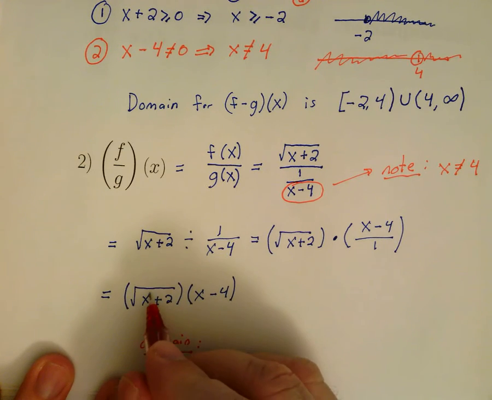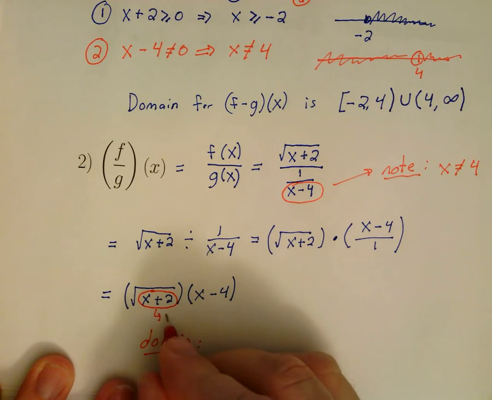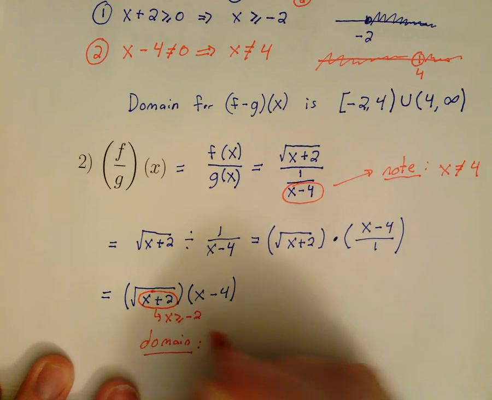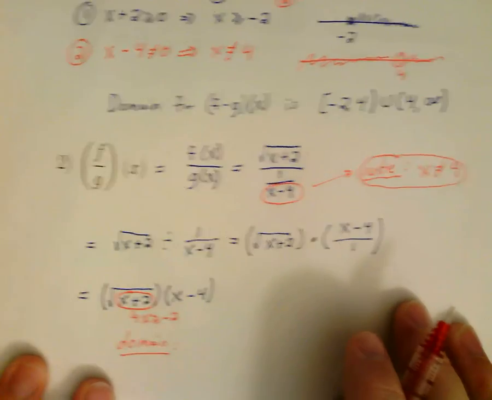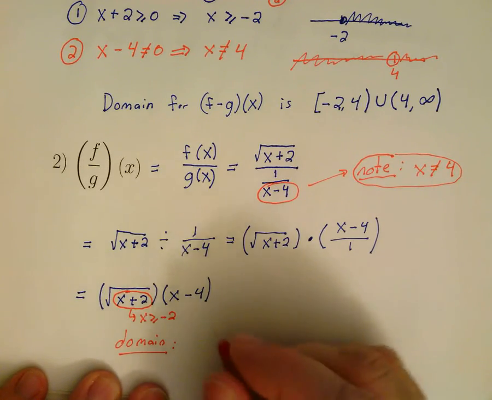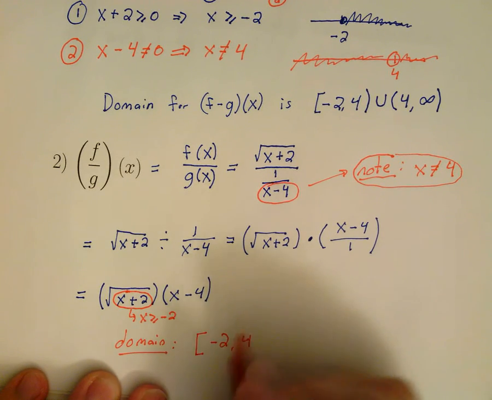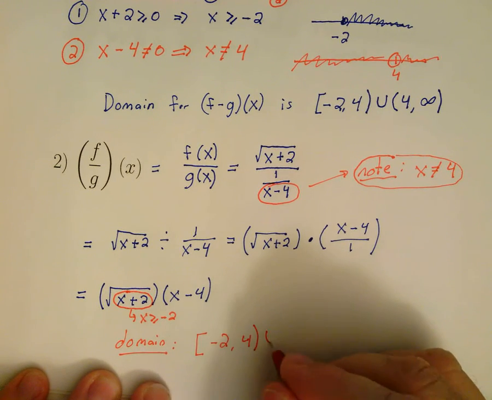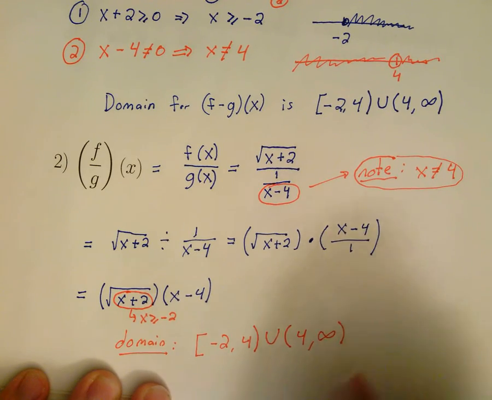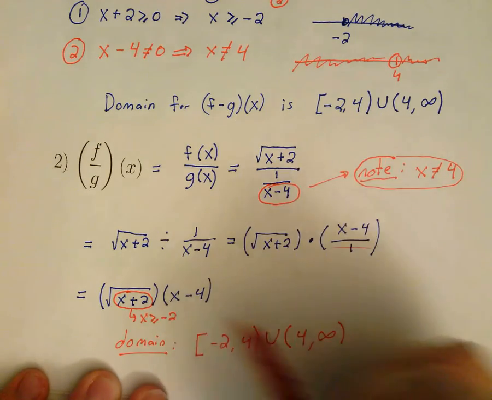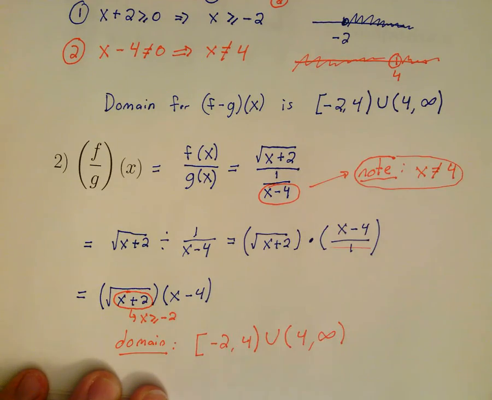The domain, first of all, tells me that x has to be bigger than or equal to negative 2, and you have this issue from the very beginning. That's still in there. So the domain for this is still going to be negative 2 to 4, parenthesis, union, parenthesis, 4 to infinity. So the trick to these domains is, as you write them out and as you do them, you have to keep tabs of exactly what's going on with the domain in each step.